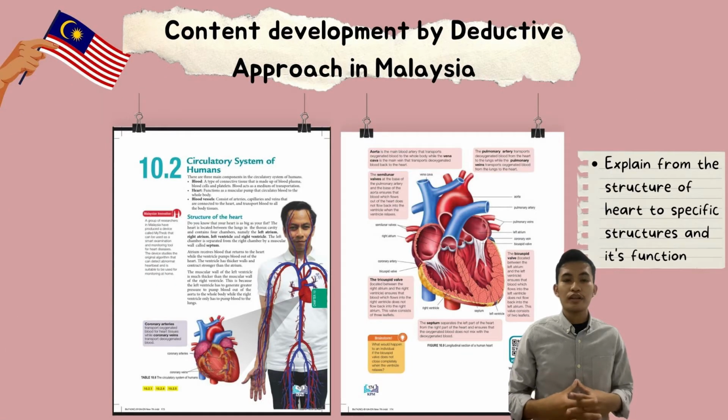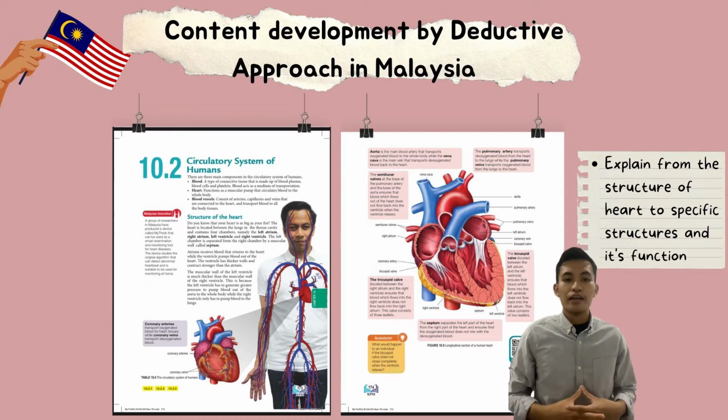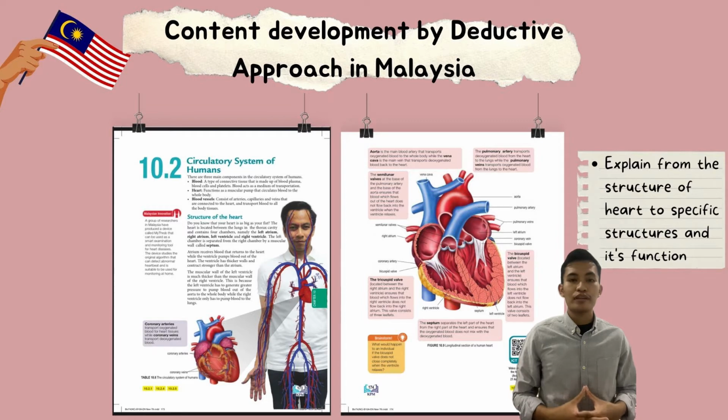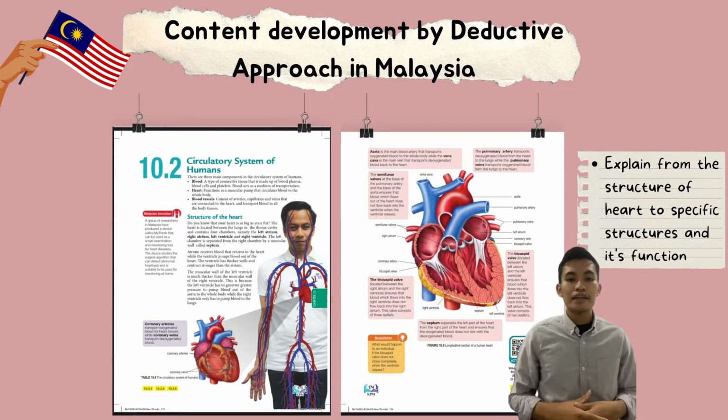Let's move to the content development by deductive approach in Malaysia. So, these are examples of the Biology Form 4 textbook contents in our country. As we can see, the arrangement of the content is good and follows the deductive approach criteria. In this picture, KSSM arranges the content from the structure of the heart to the specific structures of the heart and their functions, like aorta, septum, artery, and so on, by using the DSKP guideline.